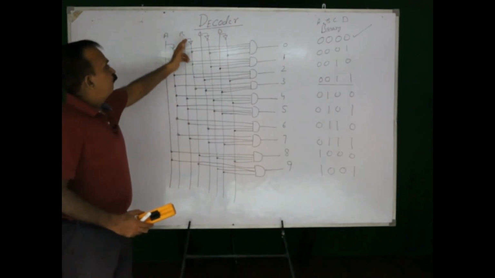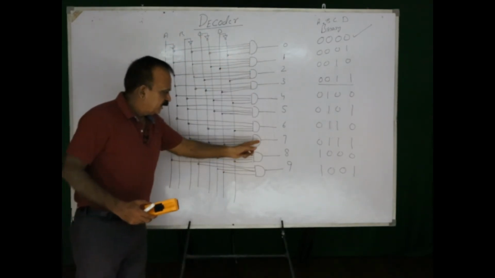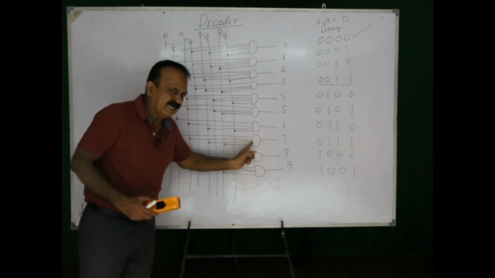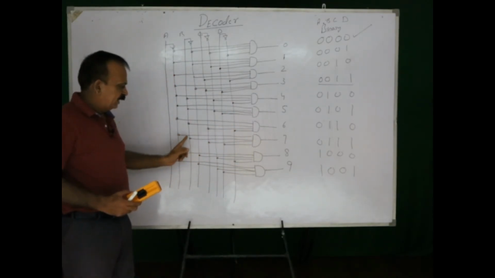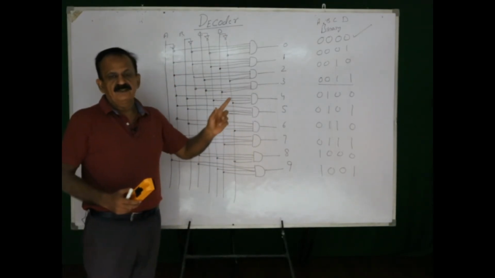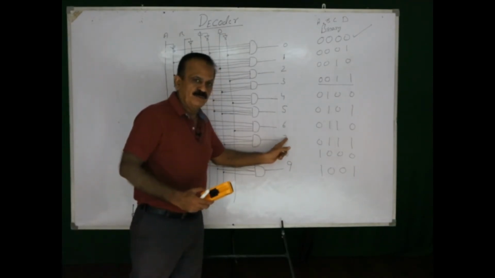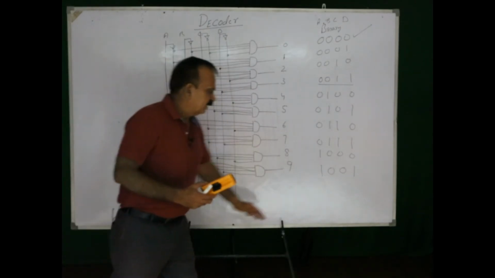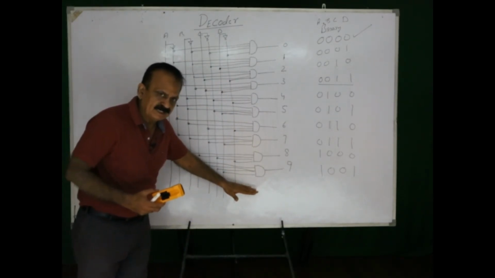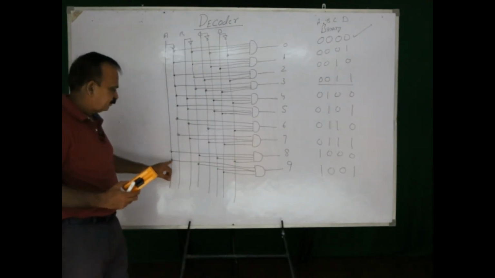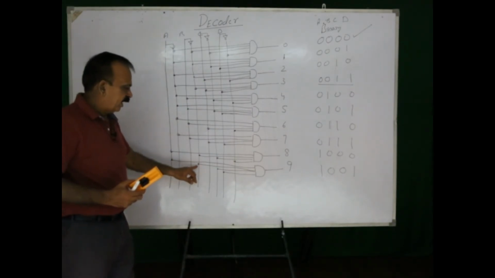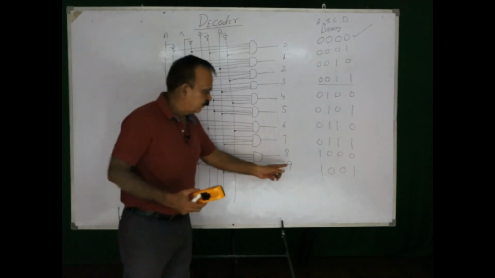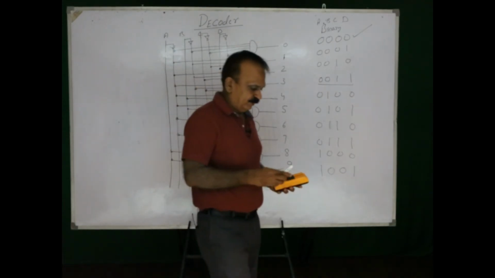If I give 0, 1, 1, 1, I hope the fundamental product is connected here, all inputs of this AND gate will be high, A bar, B, C, D. So, that is why this output is going to be high. And what about 9? 9, if I give, the inputs of the last AND gate will be high. This is A, B bar, C bar, and D. All inputs will be high. The output of this particular AND gate will be high.